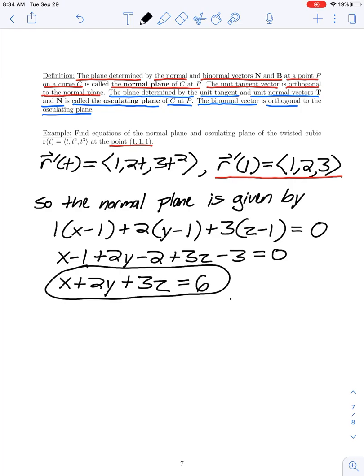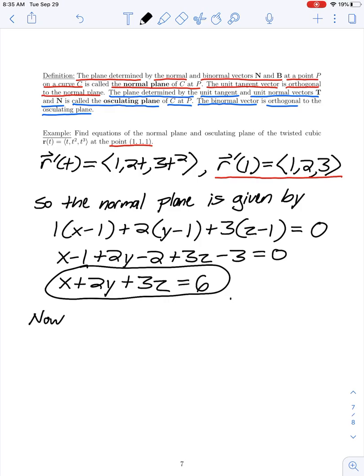Now, in order to find our osculating plane, the osculating plane has a normal vector given by the binormal vector. So I want a vector that will be pointing in the same direction as, or is parallel to, my binormal vector. And the binormal is defined as the cross product of the unit tangent and the unit normal vectors. So to get a vector pointing in that same direction, let's take the cross product of a tangent vector to our curve, that would be r prime, and the second derivative, r double prime of t, to get a vector pointing in the same direction as the unit normal vector.